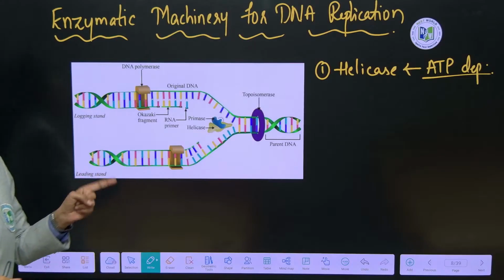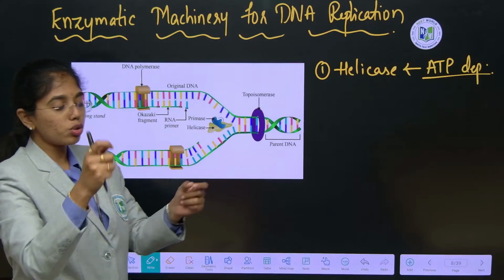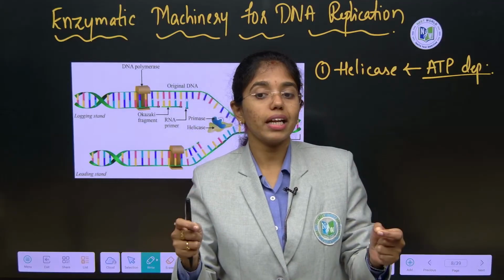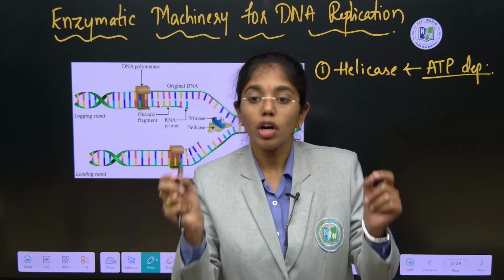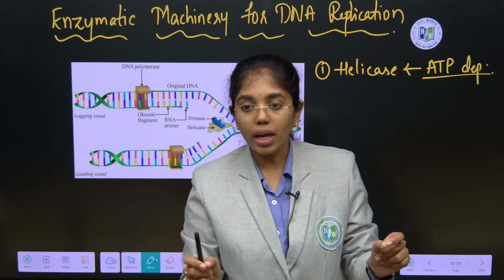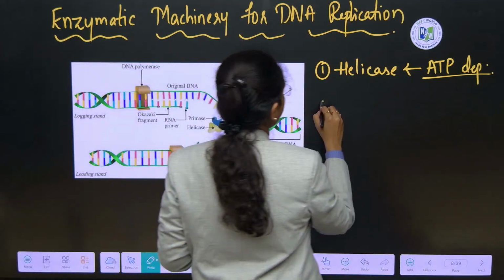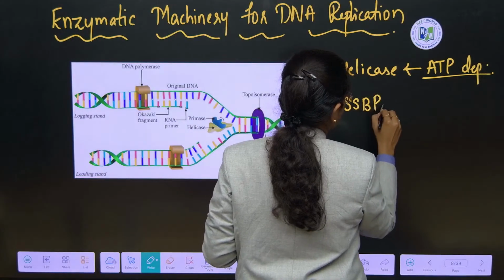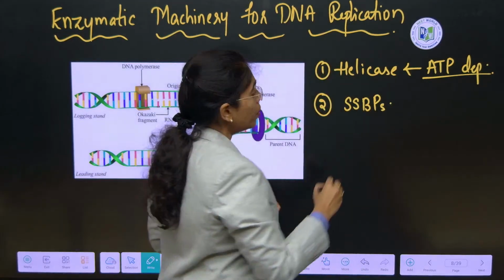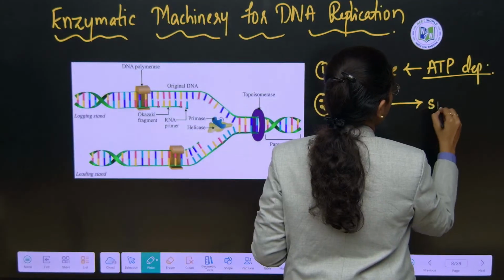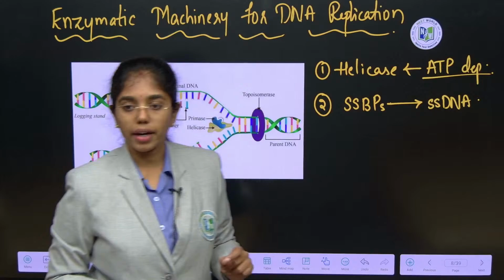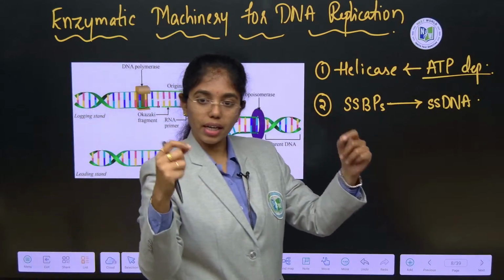So immediately after cleavage, what happens? Two single stranded DNAs will be present. To keep these two single stranded DNAs from becoming reactive, and to make them stable, single stranded binding proteins will come into the picture. They will bind to the single stranded DNA to make it stable. Fine, right? Now, two single stranded DNAs are stable.